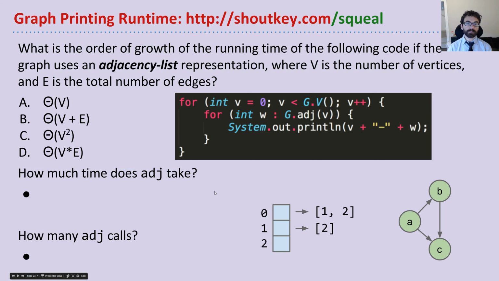Hopefully it makes sense. And so what I'd like you to do now is consider what's the order of growth of the running time for that exact same function from before that prints out a table. Is it v, v plus e, v squared, or v times e? And I'll let you ponder that for a little while. And in this case, what you need to do is think, how much time does that adj method take if I need to return an iterable? And how many different calls to adj will I make? So I'll let you ponder that for a short while.